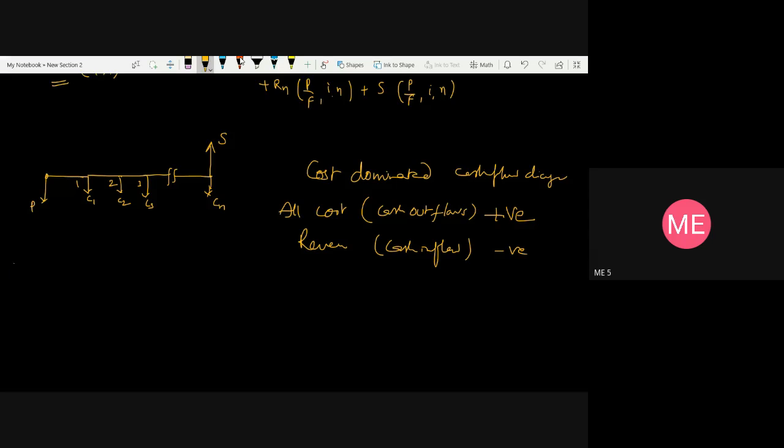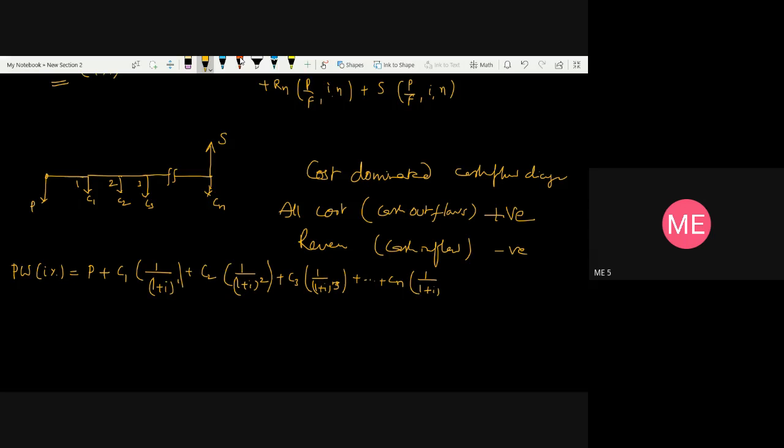So if I calculate the present worth for the rate of 5%, here the cost P plus C1 into the same formula, which we can use to calculate the present worth for this future amount. That is C1 into 1 by (1 plus i) whole to the power of 1, then C2 into 1 by (1 plus i) whole squared, then C3 into 1 by (1 plus i) whole to the power of 3, and so on, plus, because the nth cost is there, for the nth cost, 1 by (1 plus i) whole to the power of n.